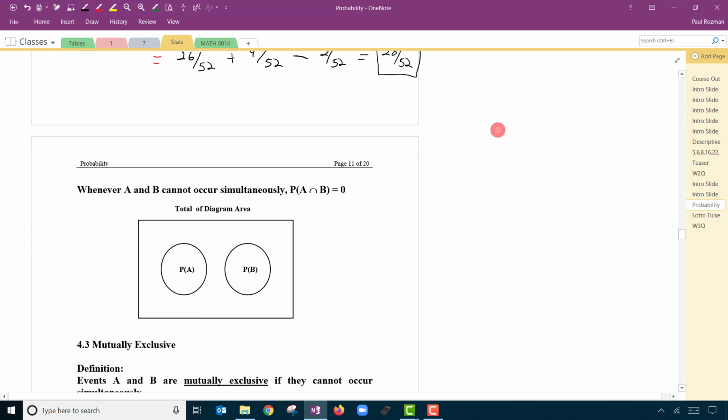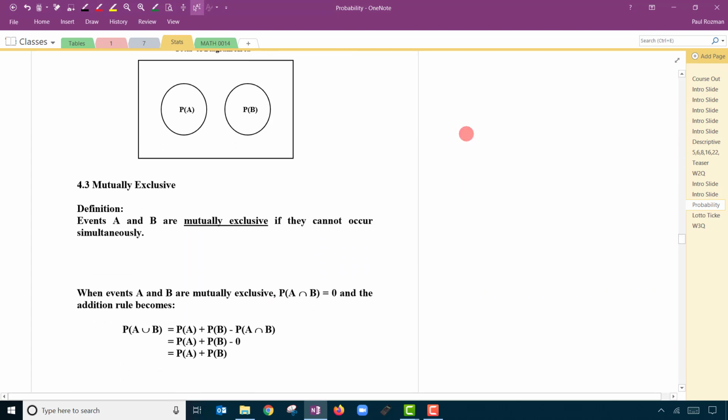Some definitions for you. Whenever you have 2 events that can't occur at the same time, your picture looks like this. The probability of A and the probability of B don't overlap, and therefore their intersection probability is then 0. And it simplifies the formula up above by a lot. Instead of having your formula in the standard way, we can replace this intersection piece with 0, and then you just add your probabilities together.